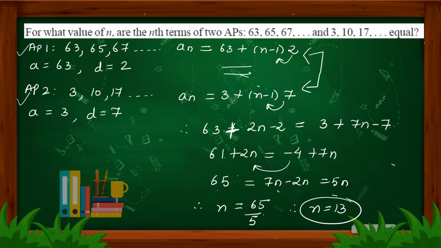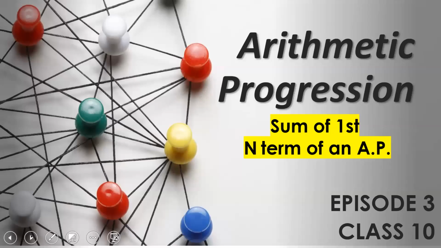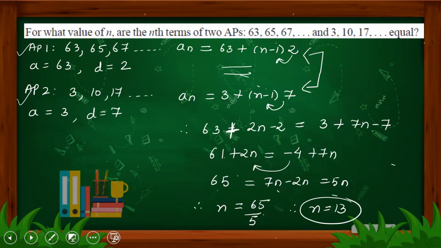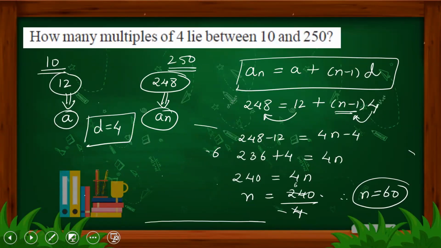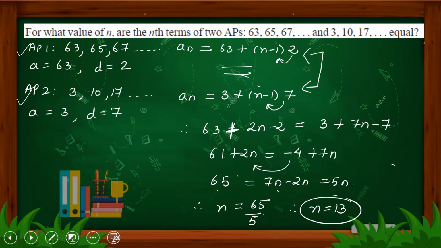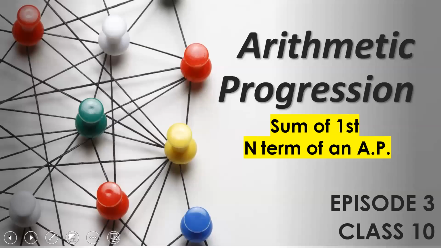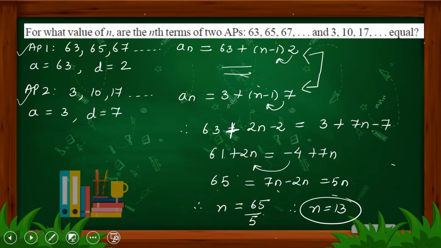So if you have the A and Ds, and if they ask you to find out what will be the 13th term, you can also find the 13th term, putting in the values of A and D, and recheck your answers. Right. So those were some different types of questions based on the formula of AN or TN is equal to A plus N minus 1 into D.